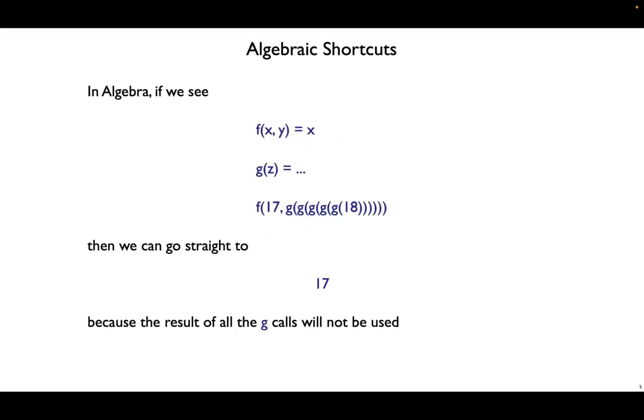So if we're working in algebra, and we see that there's a function f that just returns its first argument, and we have some function g, which maybe has a big definition on the inside. And then we see a call to f, giving 17 as the first argument, and then a huge pile of g's applied to 18. In algebra, we can substitute straight away to 17. We don't need to evaluate the result of all those g calls because we know, looking at the term, that those g's are not going to be used. If we're working in Shplait, on the other hand, we have to evaluate both arguments to the function before we can see that the result is 17.